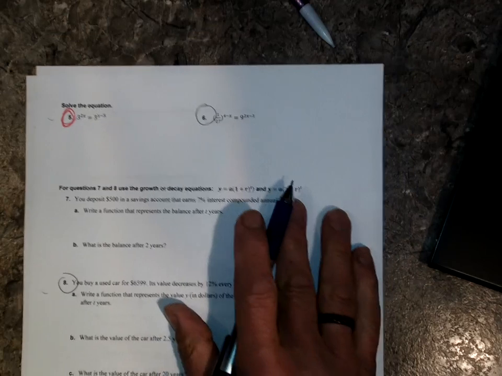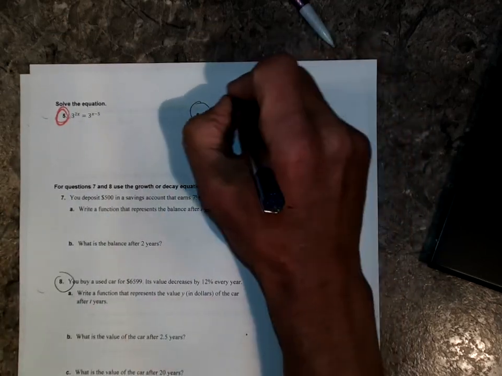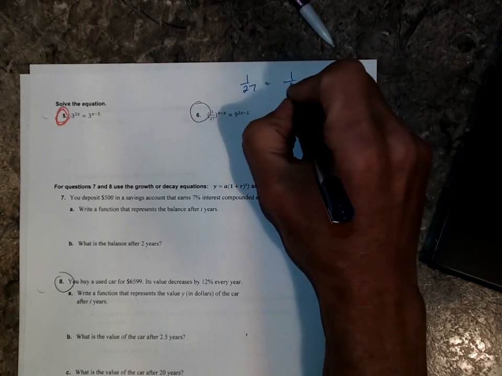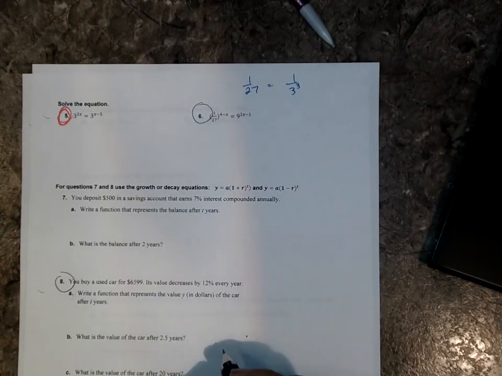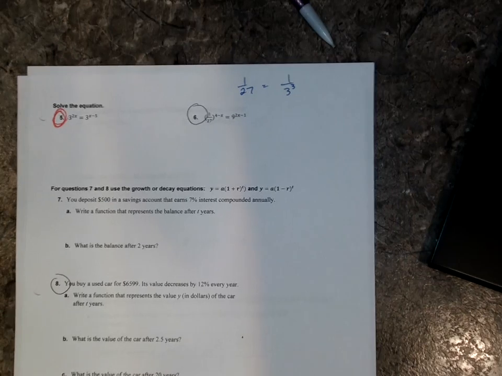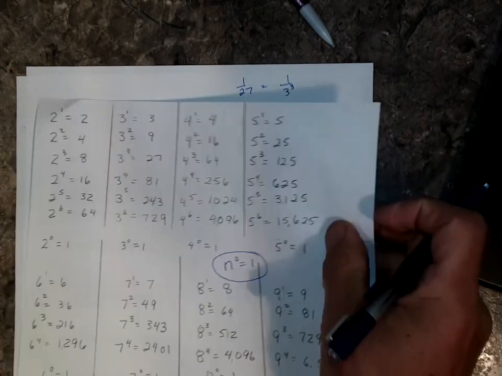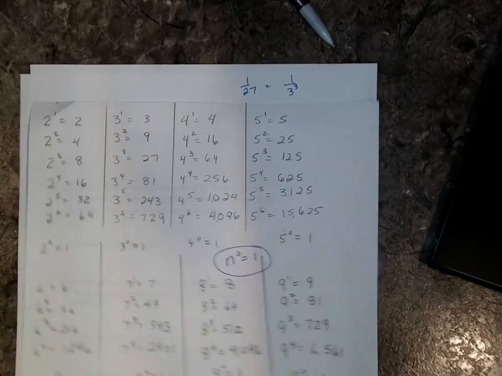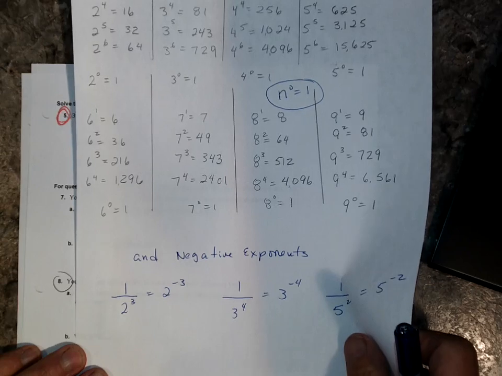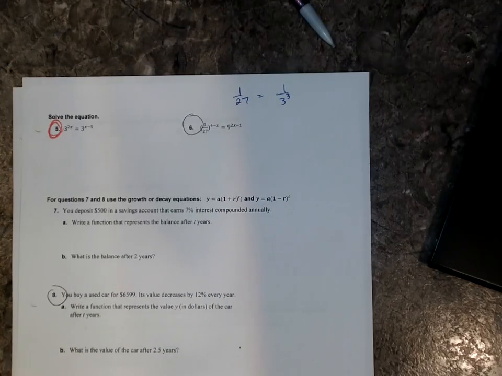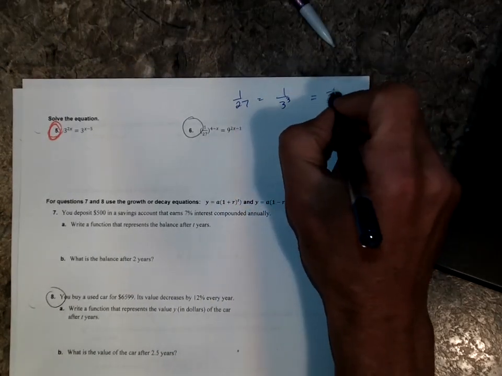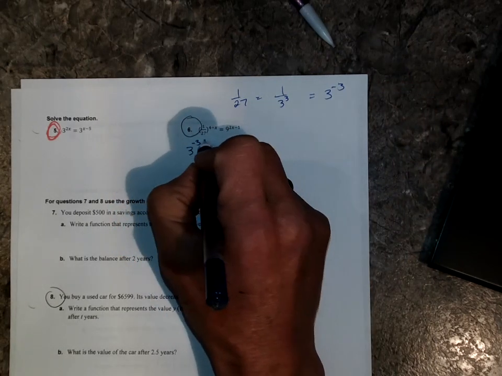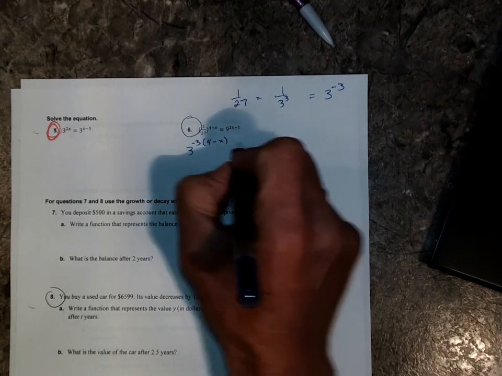I'll do 6. So I need the same base, and this one's tough because 1 over 27 is the same thing as 1 over 3 to the 3rd power. And you can look at your chart if you want to. 27 is 3 to the 3rd, but we talked about negative exponents, so I'm going to rewrite it as 3 to the -3. So I'm going to make this 3 to the -3 with a 4 minus x equals.